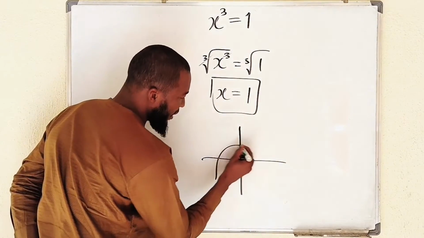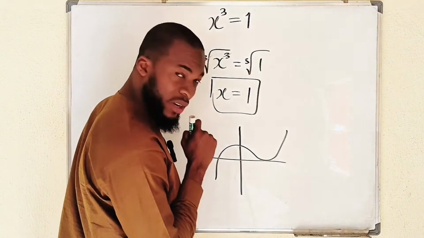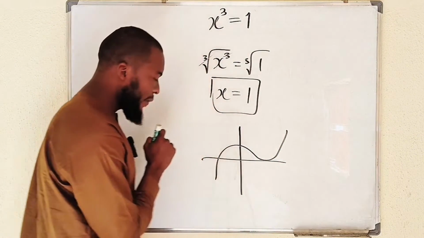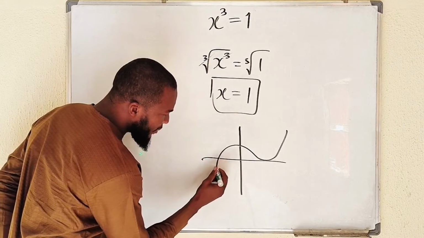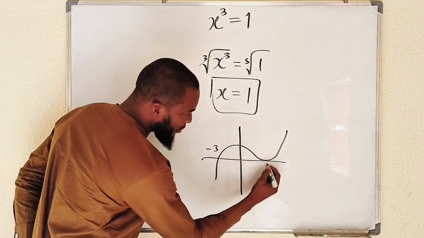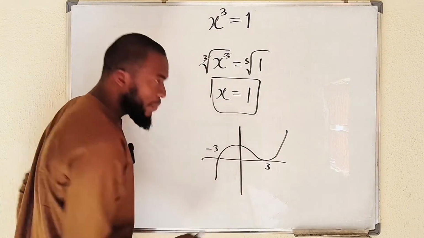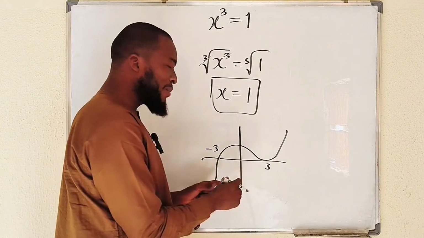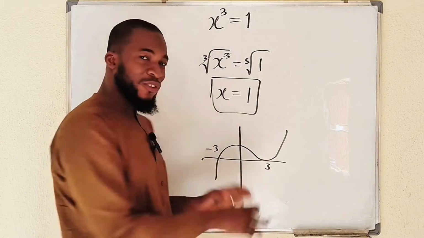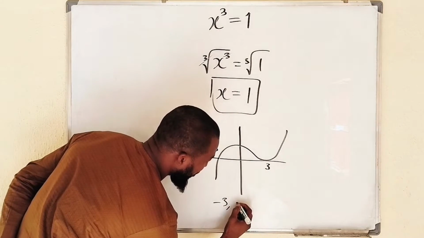If you have something like this, I know this is a cubic function that has this graph. We have a point here. Let's assume this is negative 3. Let's assume this is positive 3. I'm just giving you an instance. So you see in the end, because the solution to every problem is that point where the curve touches the x-axis, you can see the solution is negative 3 and positive 3.